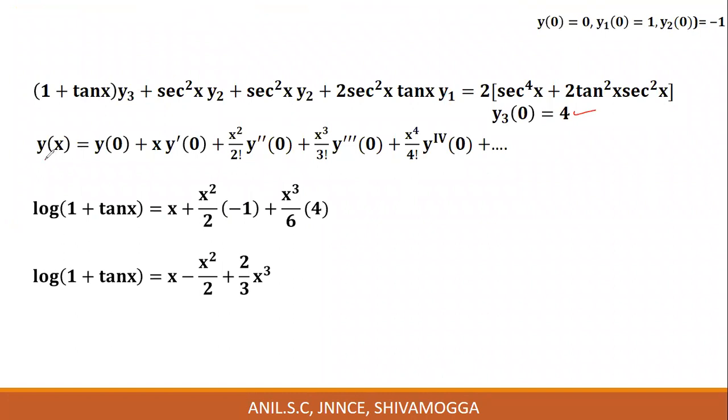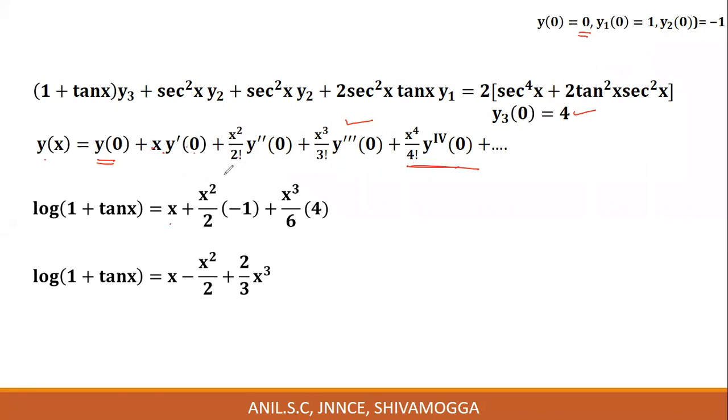Now this is the Maclaurin's series up to third degree, this is not required. Substitute up to this term. y of 0 is equal to 0, leave it. Plus x into y dash, and y dash is 1. Therefore, x into 1 is x.